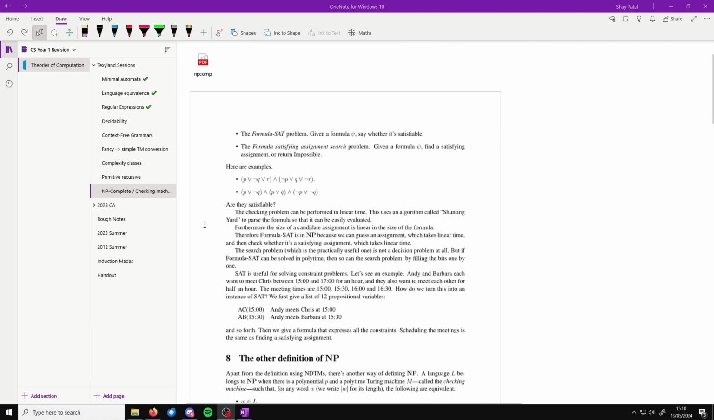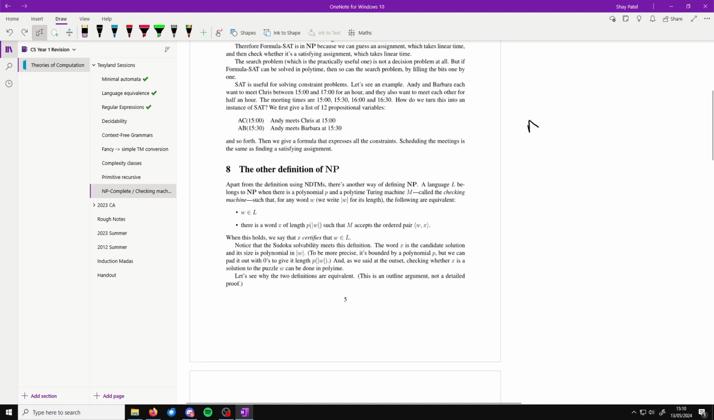Right, let's look at the checking machine definition then. NP complete is just saying that a problem where any other problem in NP can reduce to it in polynomial time. Yeah, exactly. So anything in NP can reduce to anything in NP hard in polytime. And because NP complete is just a subset of NP hard, NP can also reduce to anything in NP complete in polytime.